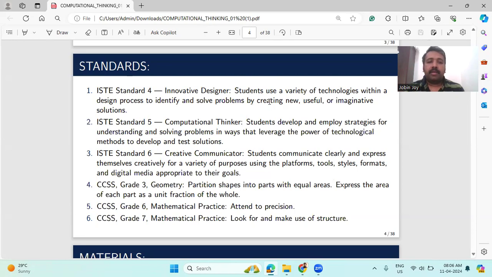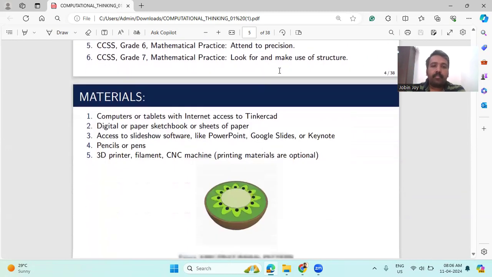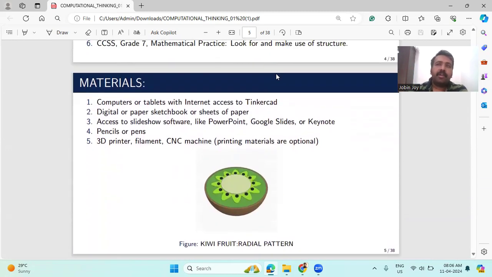Then the next three standards will be related to geometry and mathematics. Then we are learning computational thinking through an activity. First we will understand the concept of computational thinking, and then through an activity we will apply the four steps involved in the computational thinking process.